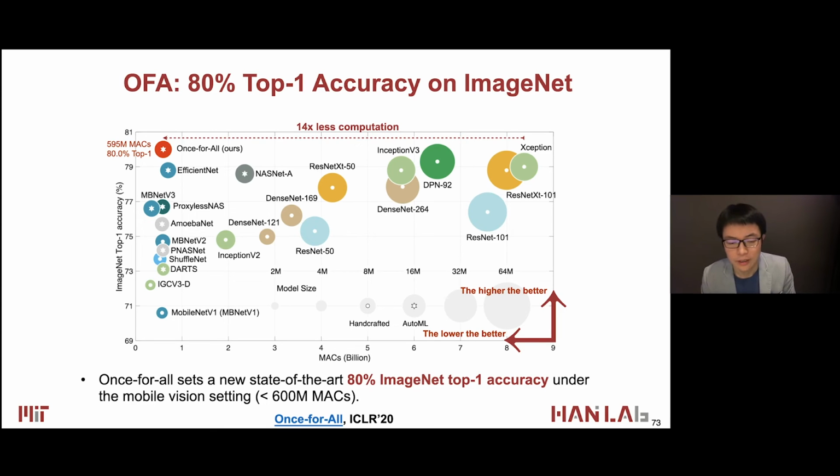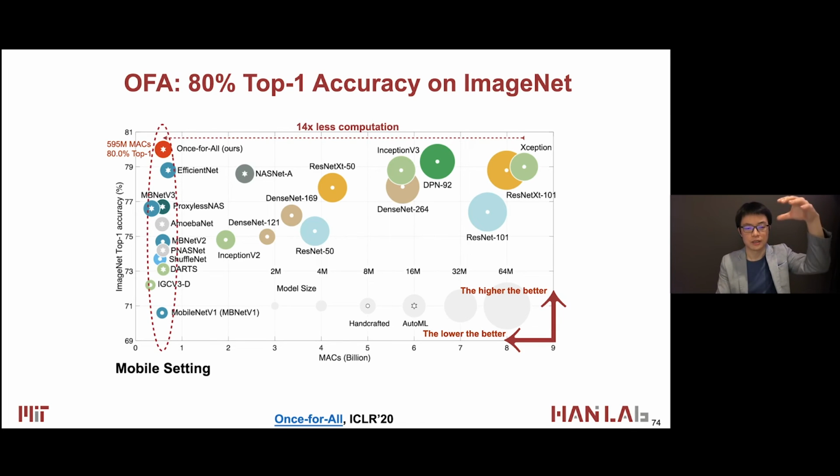We also plotted the computation and accuracy trade-off on this entire figure. Once-for-all sets a new state-of-the-art 80% ImageNet top-1 accuracy under the mobile vision setting, which means less than 600 million MACs. Once-for-all, at the top left corner, has 595 million MACs and achieved 80% top-1 accuracy on ImageNet, which is 14 times less computation than Xception with the same or even better accuracy. The mobile setting means the capacity should be smaller than or around 500 million MACs.